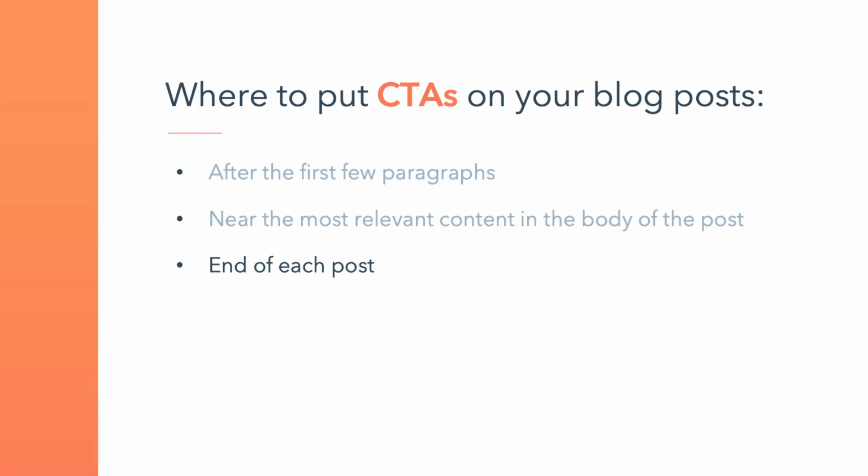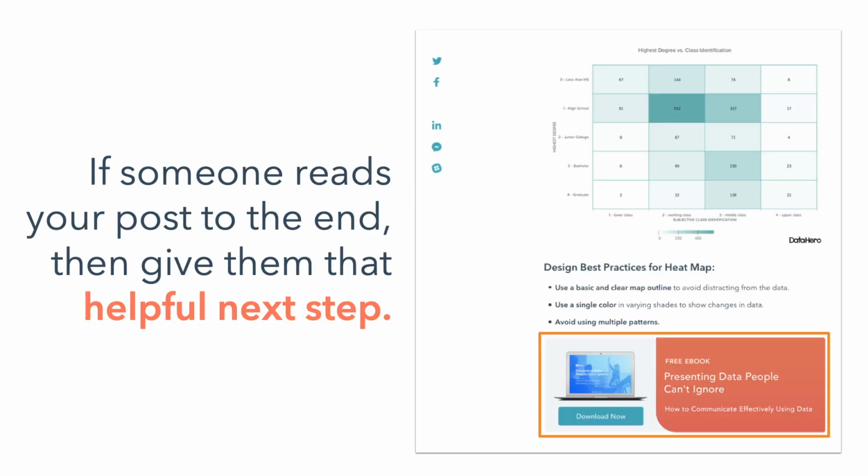Next, include an image CTA at the end of each post. If someone reads your post to the end, then you want to offer them a helpful next step. This is a CTA at the end of the same post that was shown earlier. The title of the post is Data Visualization 101, How to Choose the Right Chart or Graph for Your Data. And at the bottom, there's a CTA for an ebook on how to present data people can't ignore.